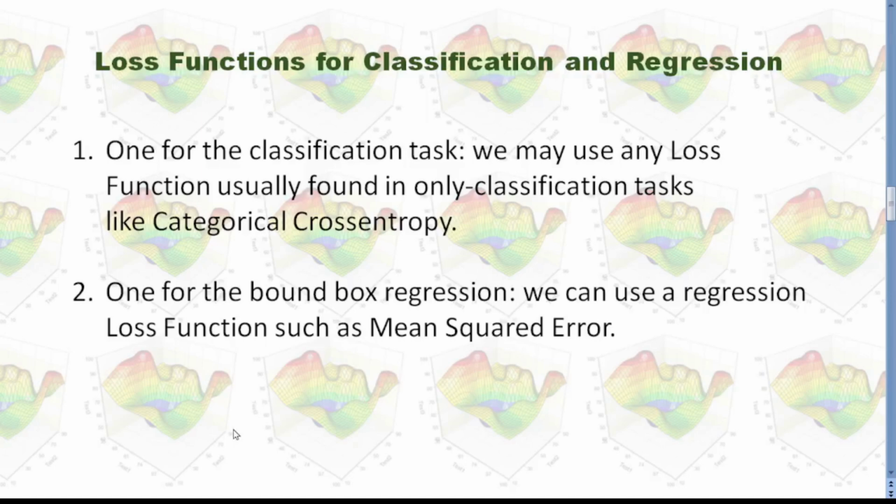Now, let's take a look at loss functions for those 2 tasks. One, for the classification task, we may use any loss function usually found in classification tasks. Two, for the bound box regression, we can use a regression loss function such as mean squared error.